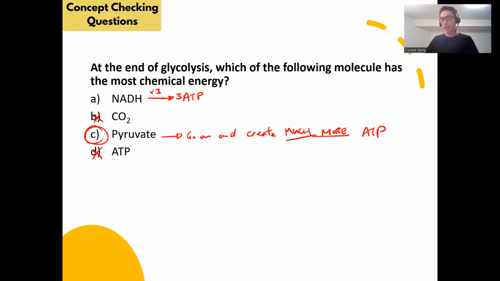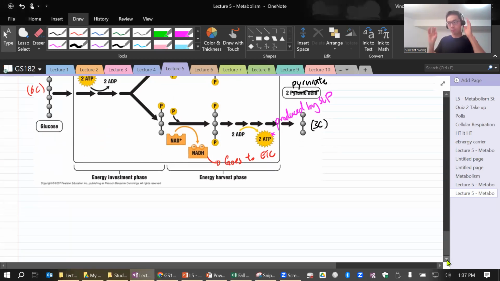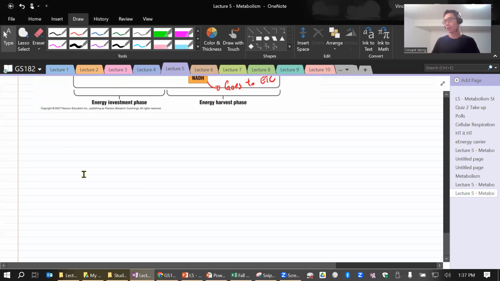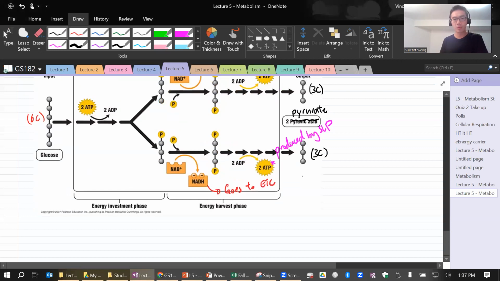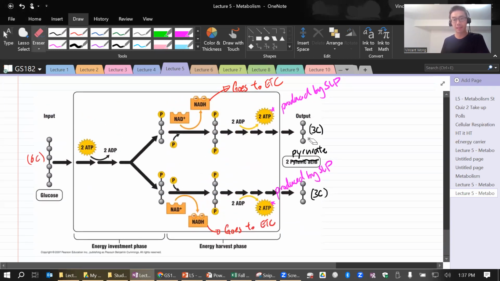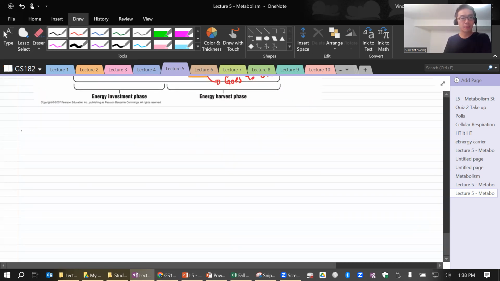Alrighty, let's keep going. Before the break, we were talking about glycolysis, how we invested some energy into the glucose, and then we were able to harness more energy than what we invested. At the end of it, we have produced the pyruvate. So we have 2 pyruvate molecules from the glucose. Let's take a look at the fate of these 2 pyruvate molecules.